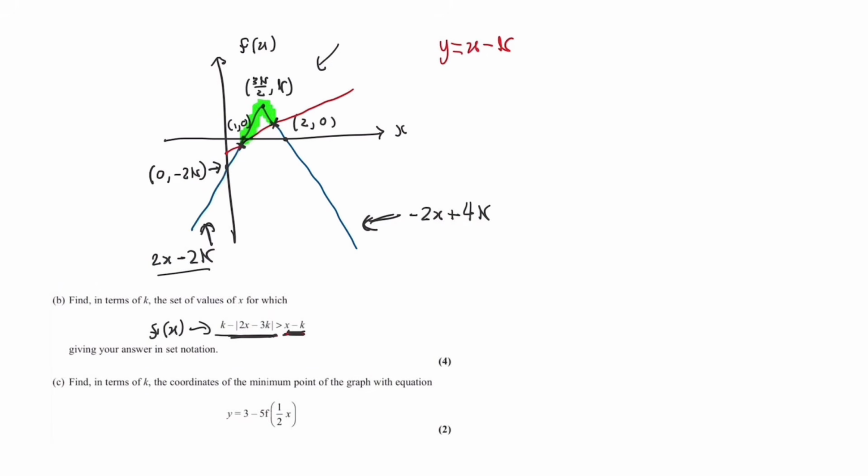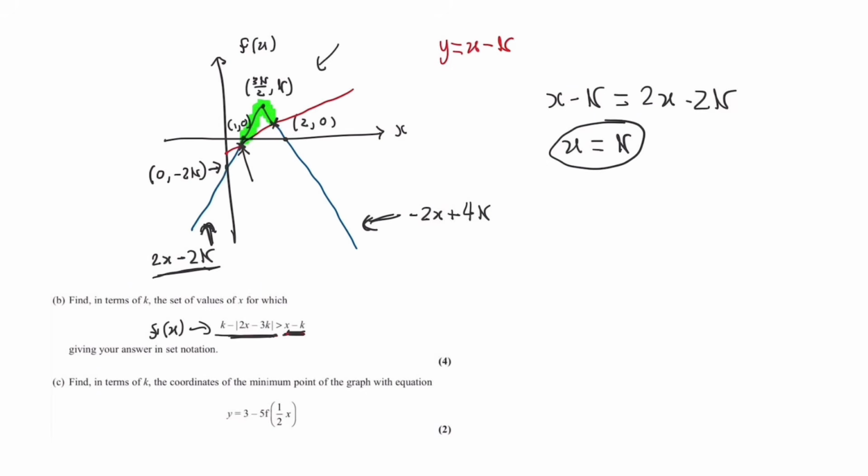So if we first try and find this one, well, what 2 lines are intersecting? We have x minus k, that's obviously intersecting because it's the red line, and then we have this left blue line, so it's 2x minus 2k. And we just solve this, which will give us x is equal to k. So that's our first value.